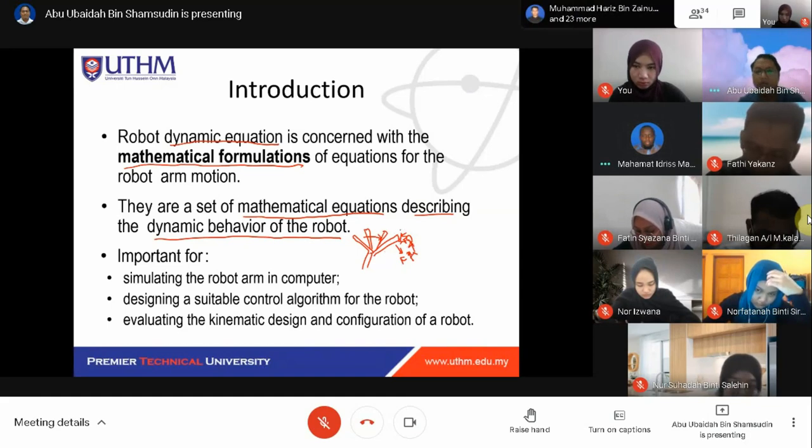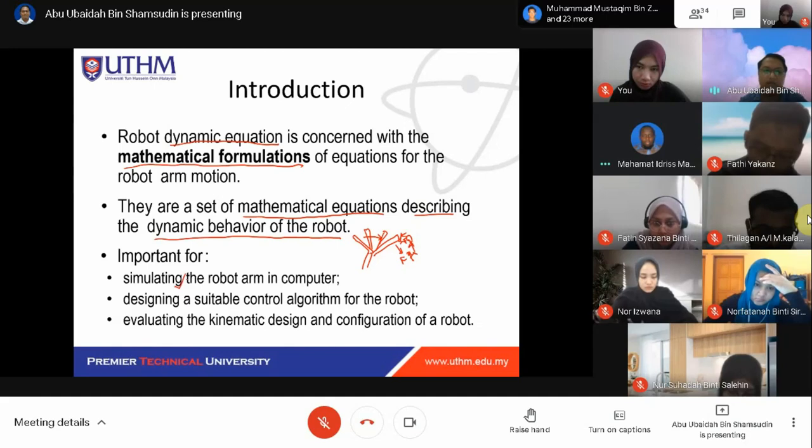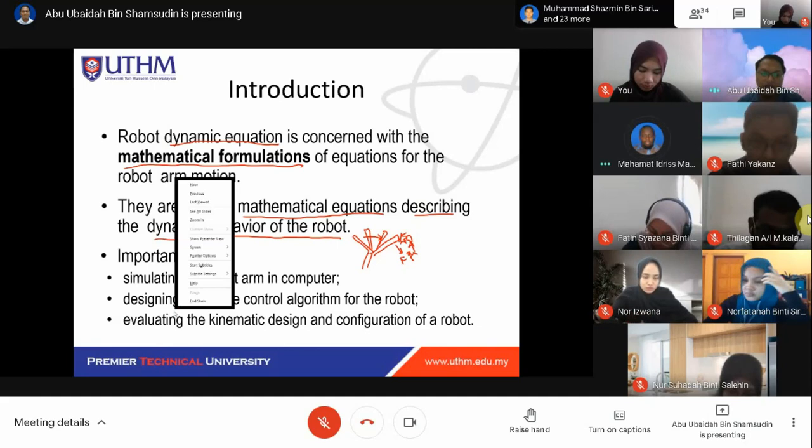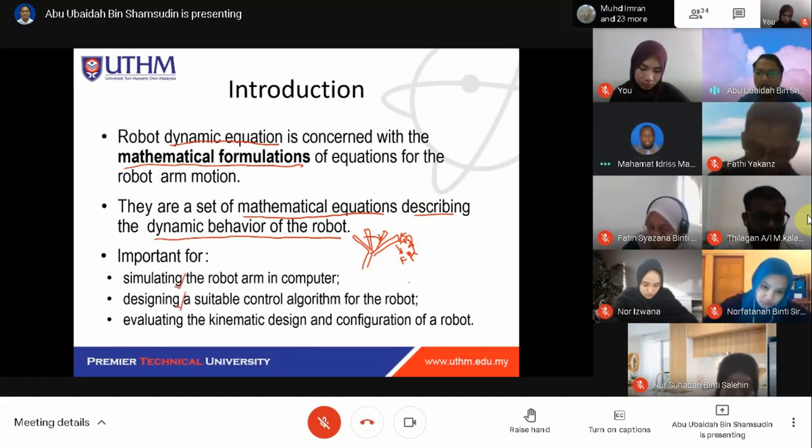Okay, the second thing, we want to have the dynamic because we want to simulate our robot arm. If we want to make a simulator, we need to have the dynamic of our robot arm. And the third thing, we want to build a dynamic controller for our robot arm, so that we can avoid this kind of accident, injuries to the person.